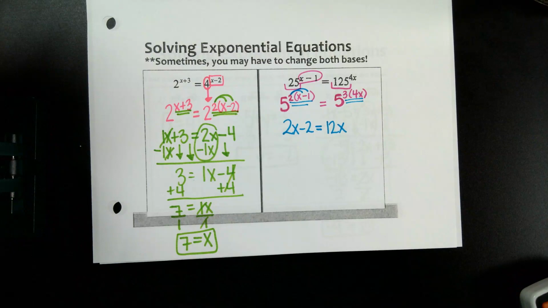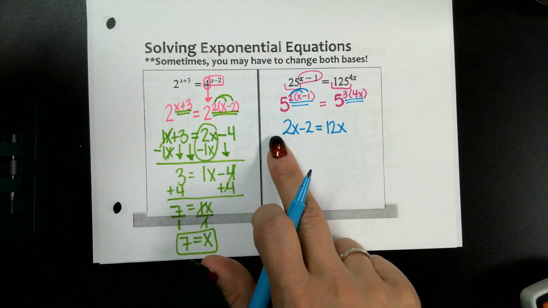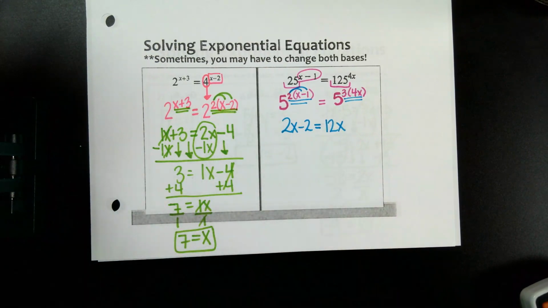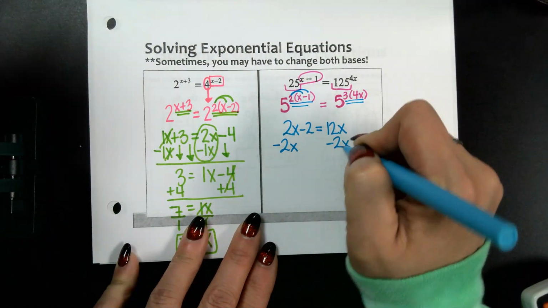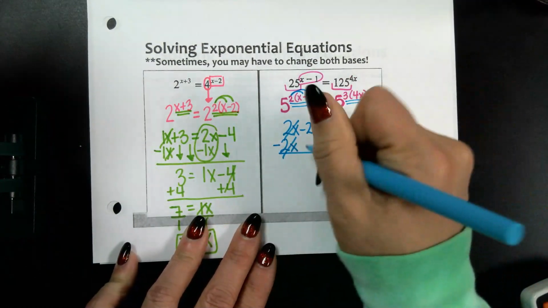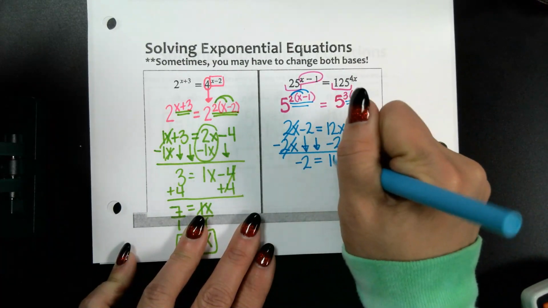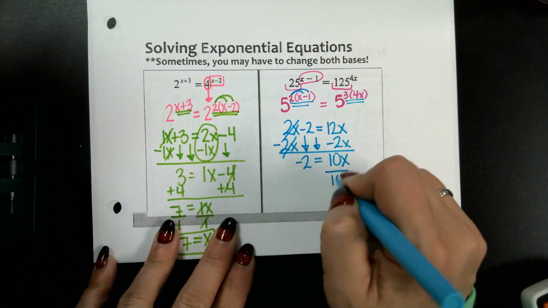Now this is a case where you guys know I usually take this variable and move it to the left. Well, I can't do that, because if I bring this way, I have nothing on the right side, and we don't want that. So this one you actually do have to subtract the 2x, no matter what. So negative 2 equals 10x. And then we are going to divide by the 10.